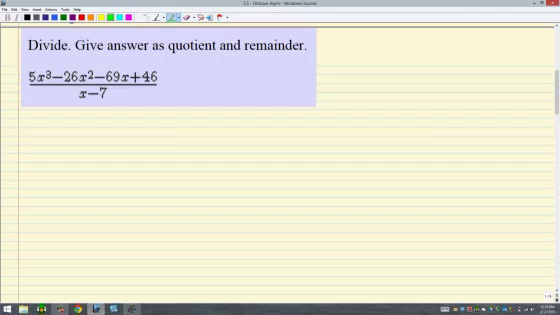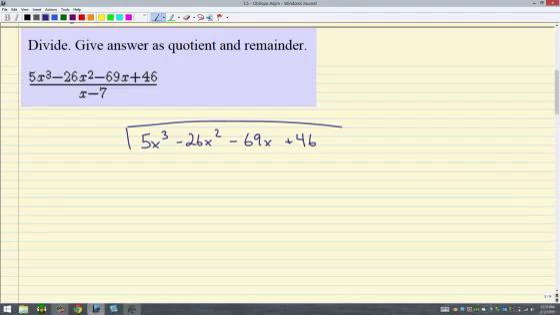You're going to look at the top and you're going to say, I can't factor that thing, and you're right. We're not going to factor the top. Instead, what we're going to do is we're going to divide these two. We're going to do polynomial division. And the way you do polynomial division is just like how you do long division. So you start by putting the numerator under a box. So we'll put 5x to the third minus 26x squared minus 69x plus 46. And then on the outside, we're going to put x minus 7.